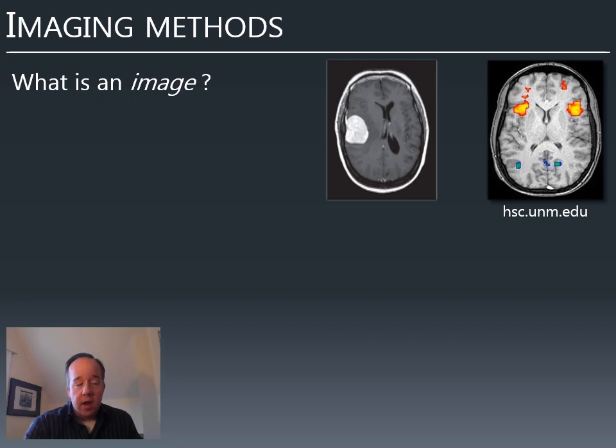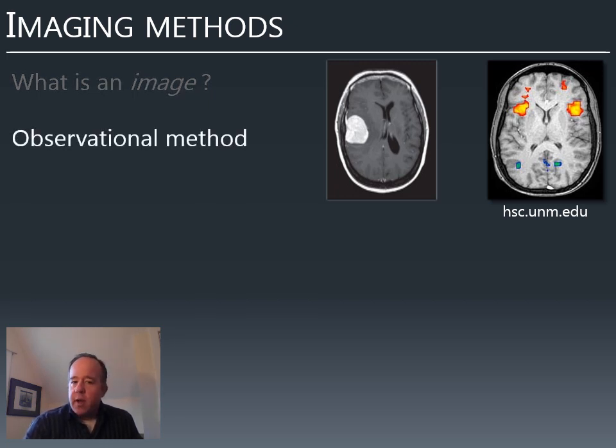You'll see a grayscale structural image, and then the color-coded functional image, because knowing where brain activity is occurring is critical. Knowing that neural activity is occurring somewhere isn't very helpful unless you know where it's happening. More on that later, but when we ask what an image is, we know that it's a pictorial representation, and it's also an observational method.